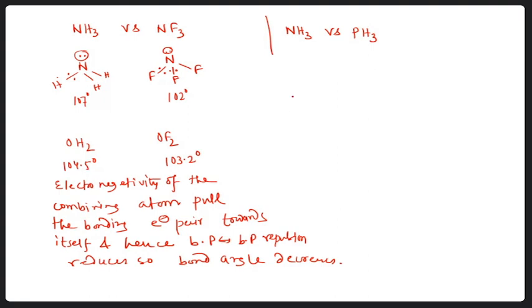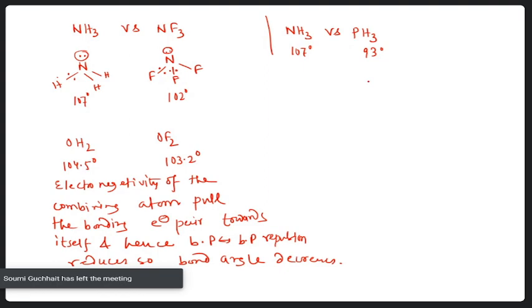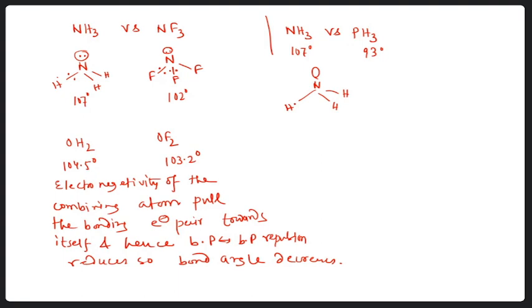Now here, ammonia versus phosphine. This is the surrounding atom, and here is the central atom: nitrogen in ammonia, phosphorus in phosphine. Here we see 107 degrees, and here you can see about 93 degrees. Here the nitrogen atom contains 3 bond pairs and 1 lone pair, and in phosphorus also the same. So here the reverse phenomenon happens: as the electronegativity of the central atom increases, bond angle increases.